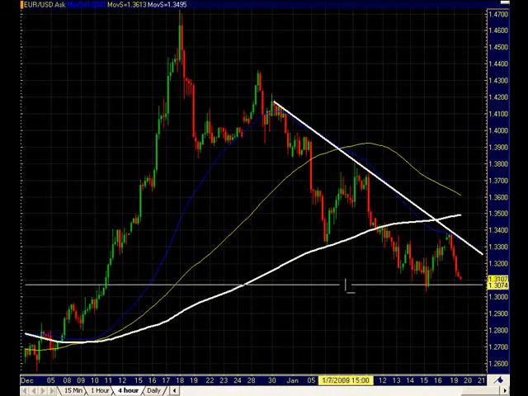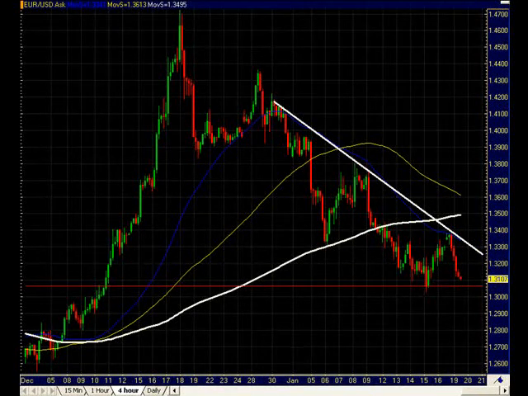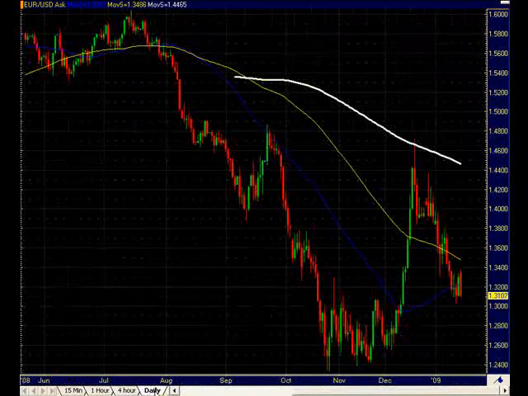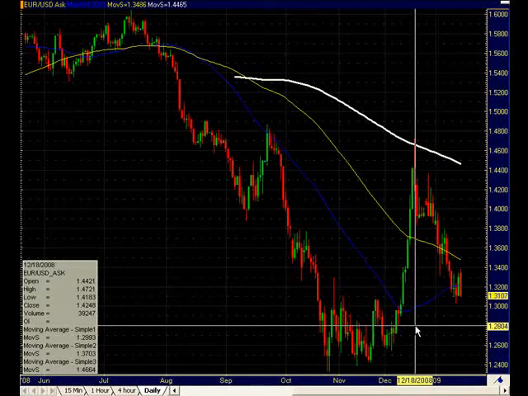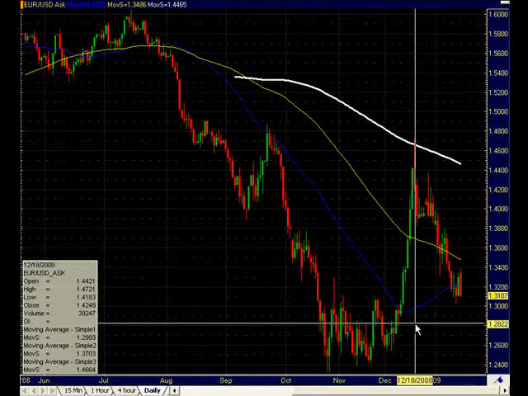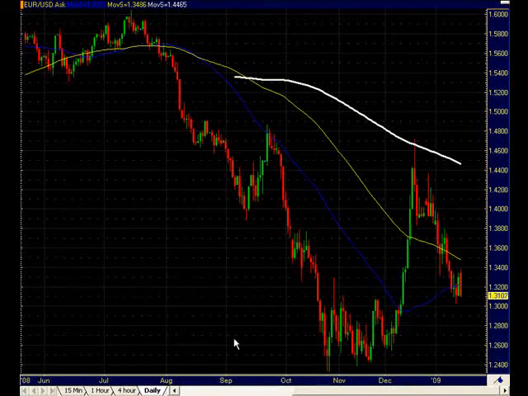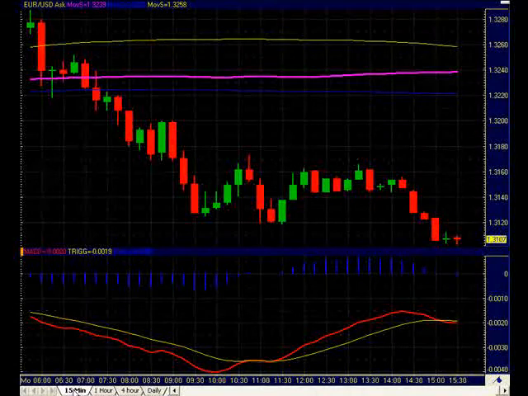If this level breaches right around here, we've got a little ways to go. If this level breaches, we really don't start getting back in. This is a daily that we're looking at here. We really don't start getting into some more support until we get around 28. So we've got a good 200 pip decline there if that level can break.